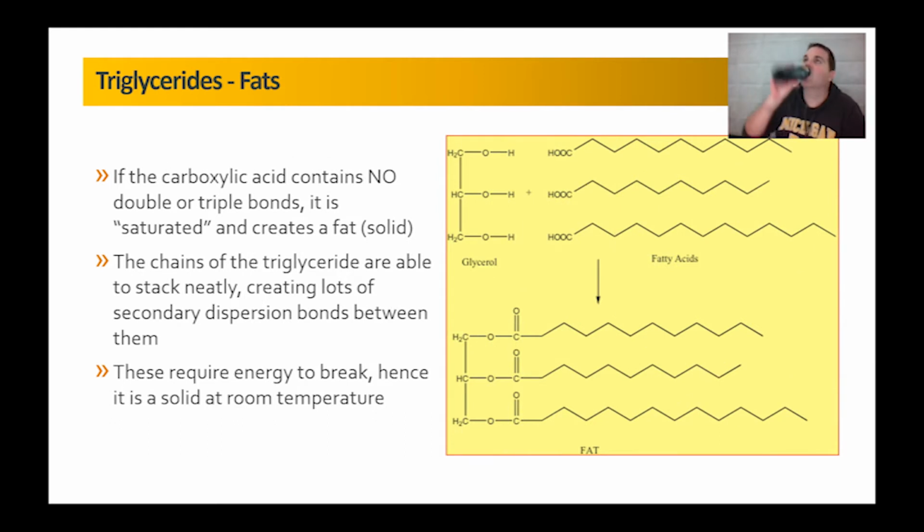So a fat is where the carbon chains have no double or triple bonds in them, and so what we call it is the term saturated. It has the most amount of hydrogen possible within the molecule.